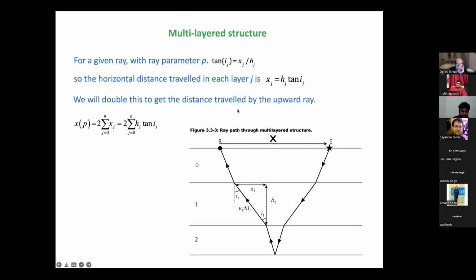And we can double this to get the distance traveled by the upward ray. So x as a function of ray parameter equals 2 times the sum of all horizontal distances traveled by the ray on the downward leg, and that equals 2 times the sum of h sub j tangent i sub j for j equals 0 to n, where n is the bottom layer of the reflection.